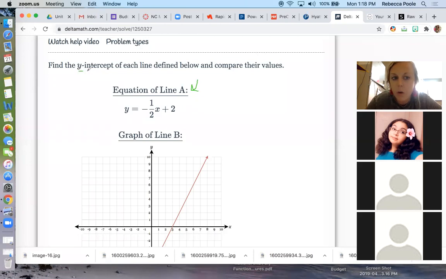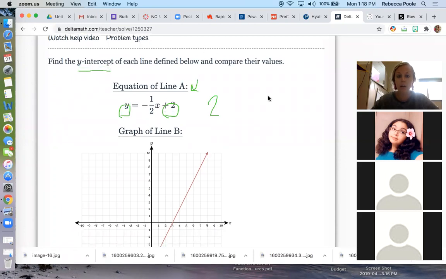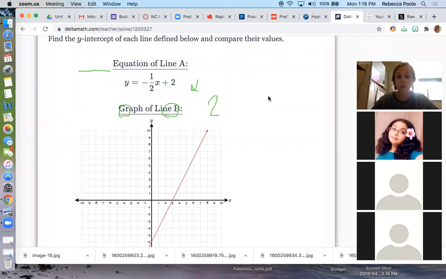Uh-oh, did we forget what a y-intercept is? Okay, what's a y-intercept? That's just my what? 2. Good. Okay, Jordan's like, oh, it's 2. Good job, Jordan, getting your extra credit. Y is 2. That's the y-intercept for A. It's 2. Are we okay with that? Everybody else, we're good?